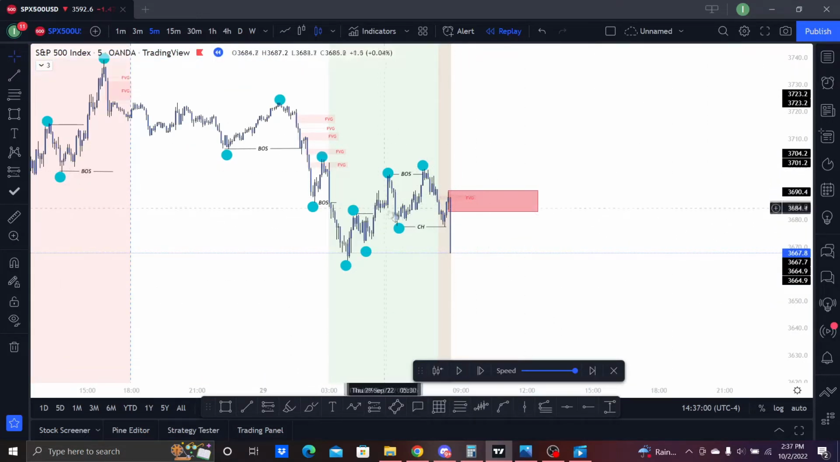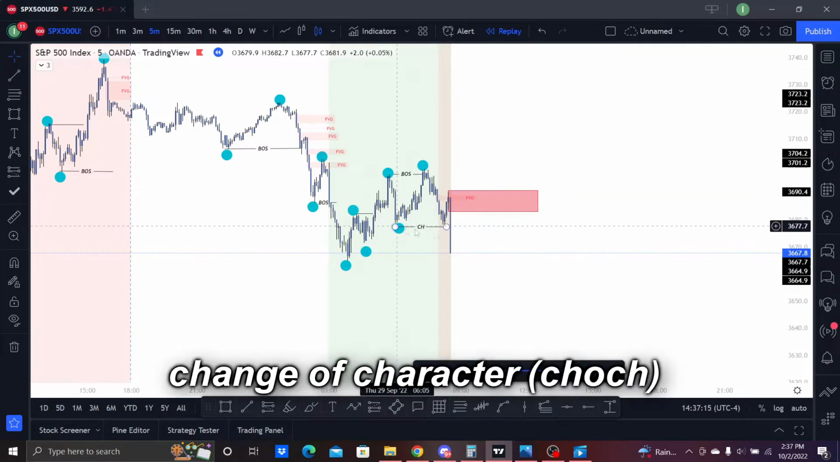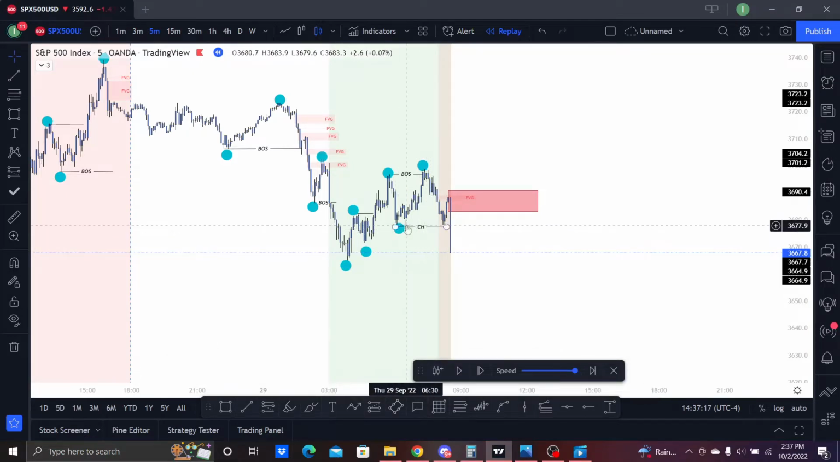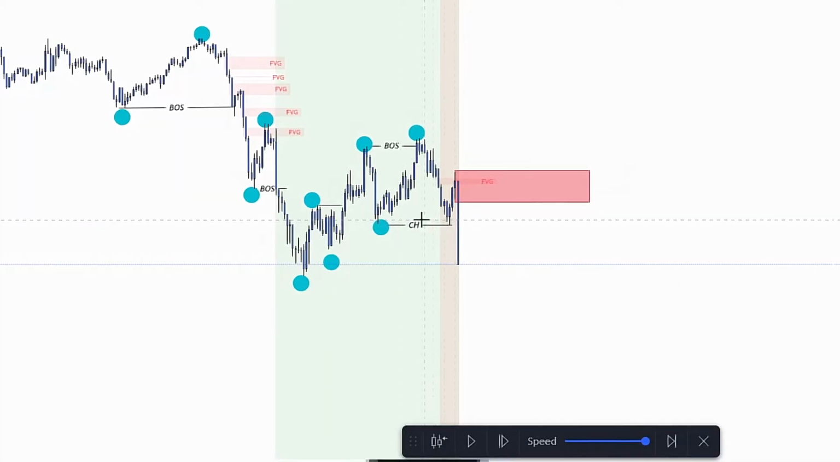So now that we know that structure has been shifting bearish, we can mark out our supply zone right here. And what makes this supply zone valid? For one, we have our breakup structure change of character right here. All this means is that the trend is starting to change.